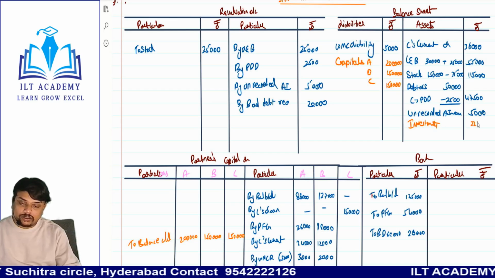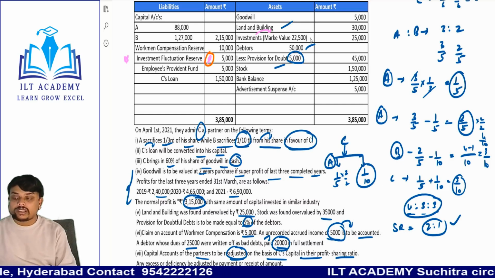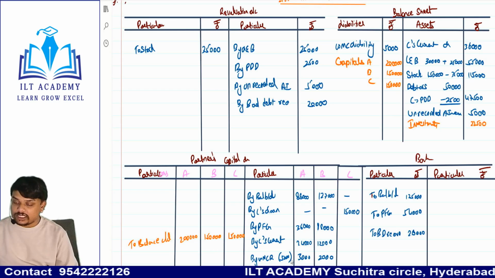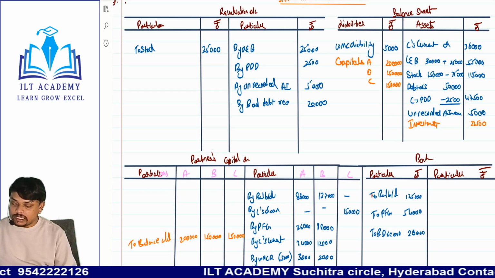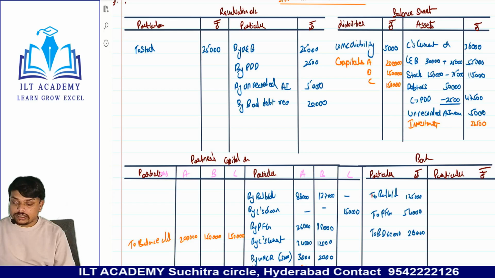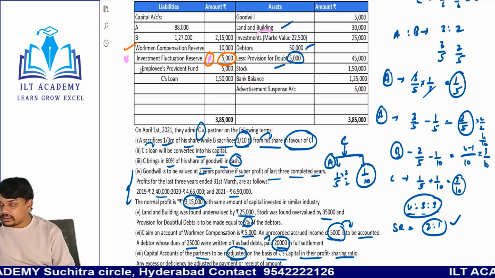How much? 22,500. So what is the loss in investments? 2,500. That we can subtract from this investment fluctuation reserve. So the IFR, which is 2,500, will be distributed in 3:2 ratio. 1,500 and 1,000. IFR is done. Workman compensation reserve is done.